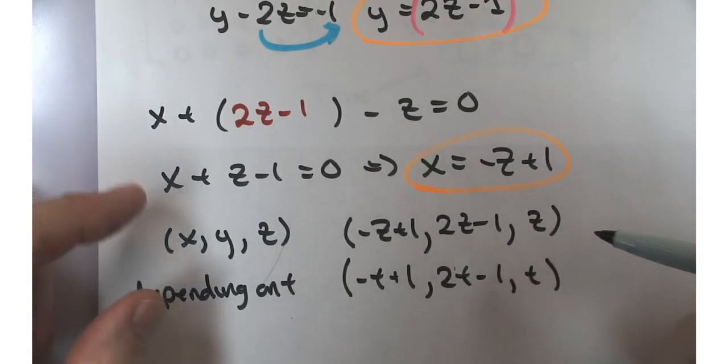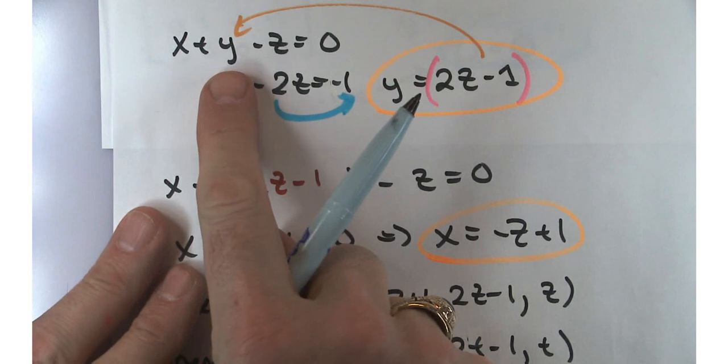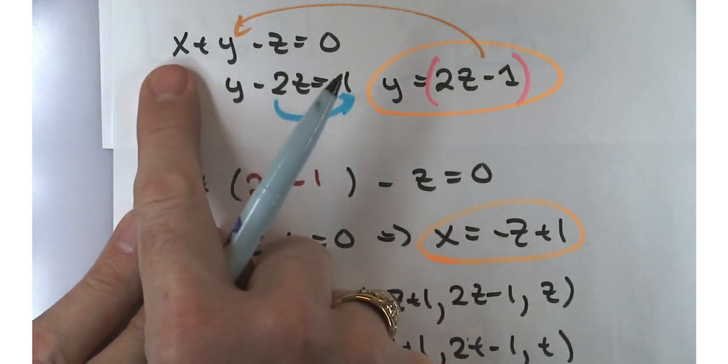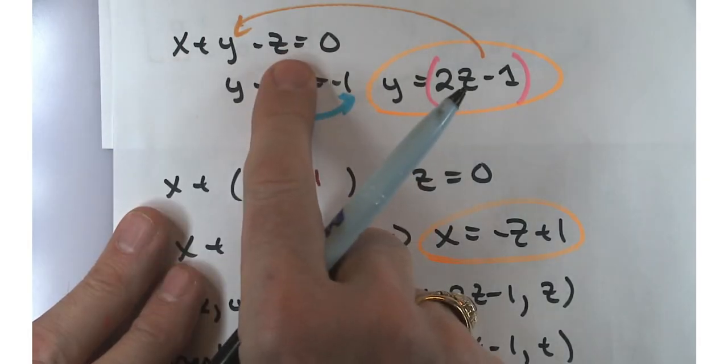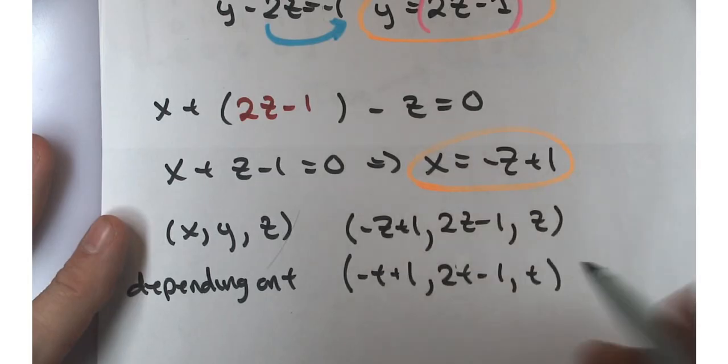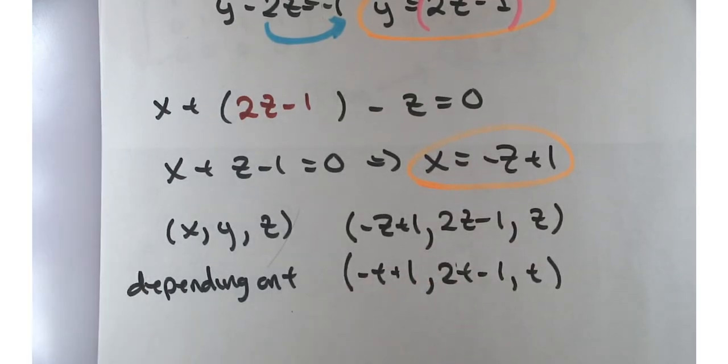Now you could actually play this game with any variable. You could solve for everything in terms of y, and then have something in terms of y, something in terms of y, and then y. So it doesn't really matter. WebAssign should take it all. They'll be equivalent. But this is the parametric form of your equation.